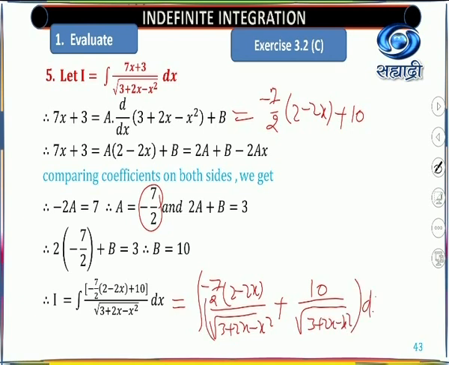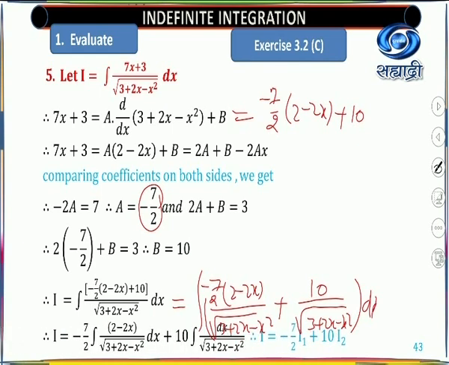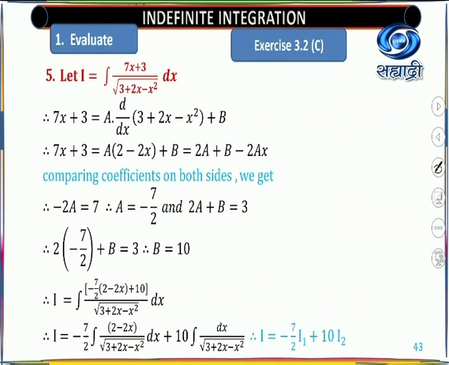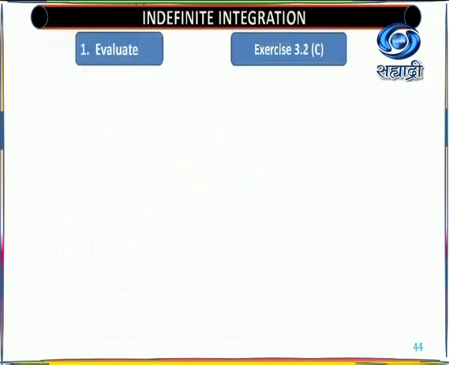Look at here. So now separate the integral through terms. You will get this as 7 by 2, that is 2 minus 2x upon root 3 plus 2x minus x square dx plus 10 into another term, that is dx upon root 3 plus 2x minus x square. So we'll call this as minus 7 by 2 I1 plus 10 I2. Okay. Now we'll discuss I1.